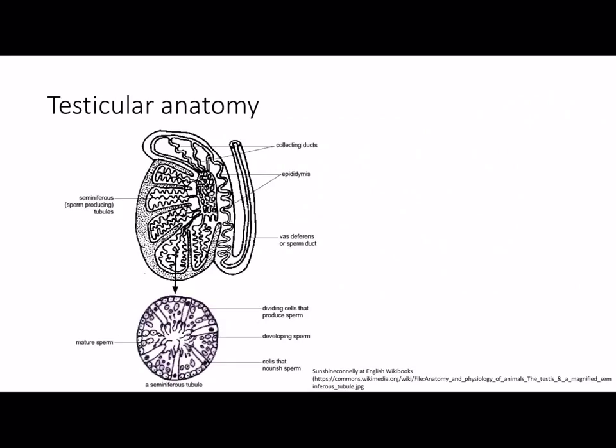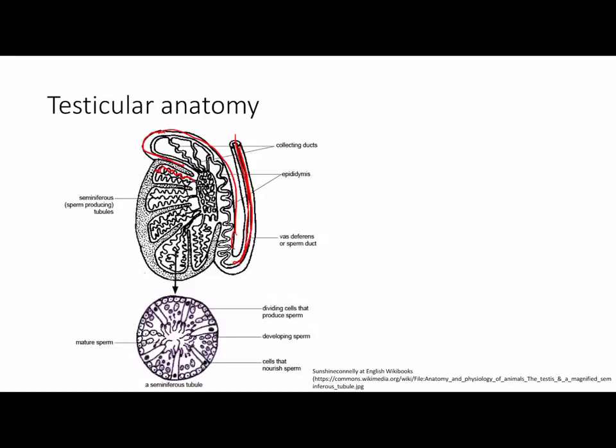Okay, so now testicular anatomy. First of all, this is the epididymis right here, and then this is your vas deferens that carries the semen out of the testes, and then now we have the seminiferous tubules.